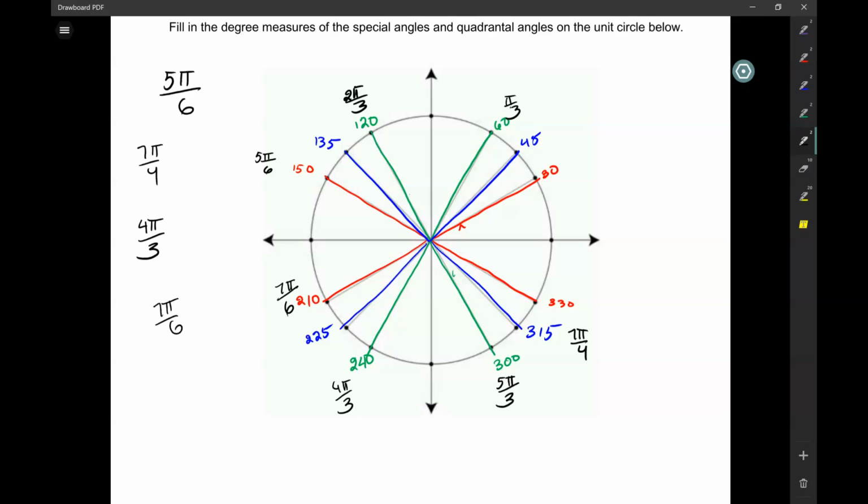Last year, yeah, you memorized it, and then how much of it did you remember this year? 330 is 11 pi over 6, because 12 pi over 6 gets you a full circle. I know how many of you memorize it. I hate that word.